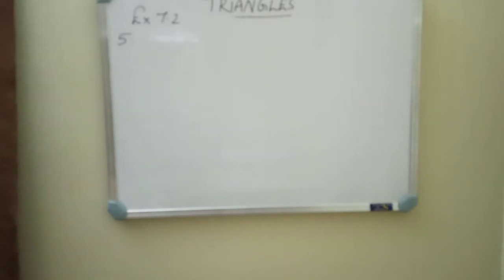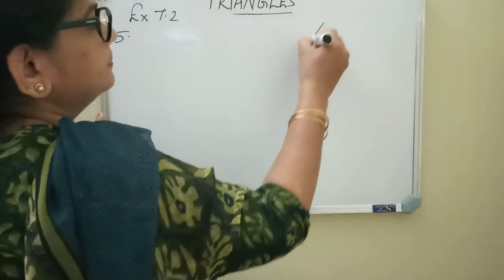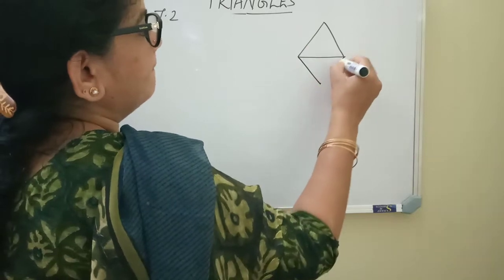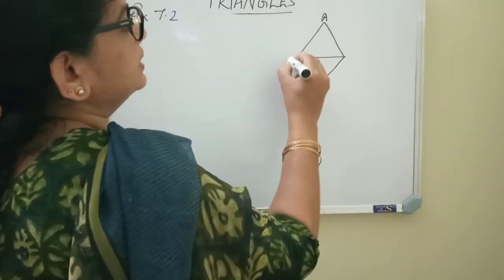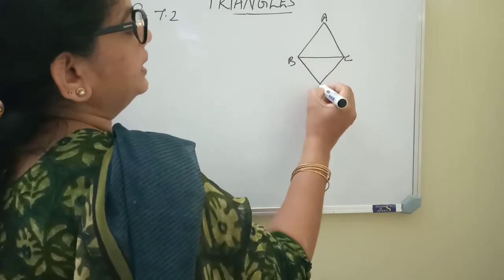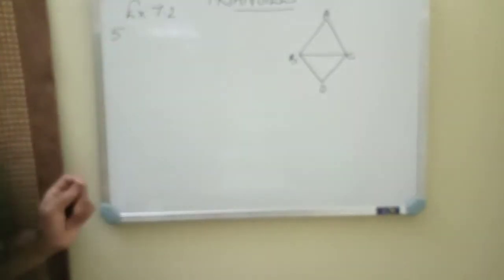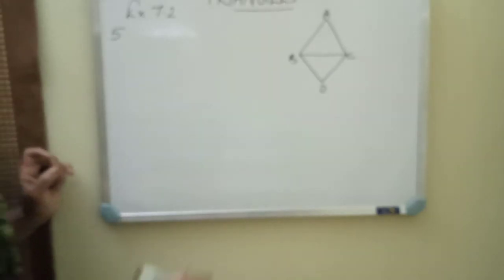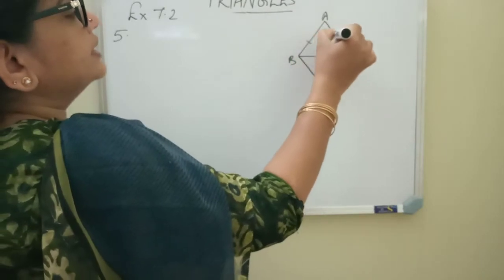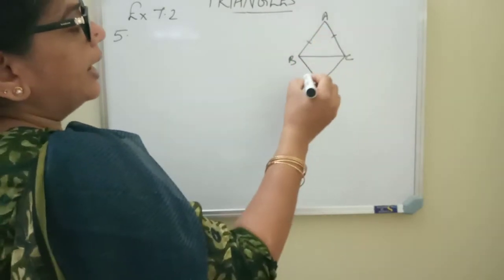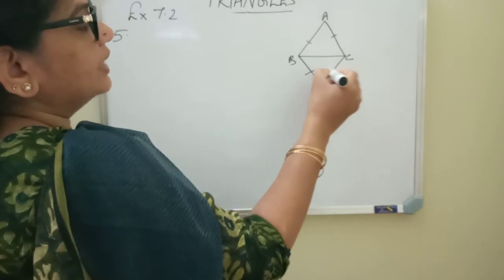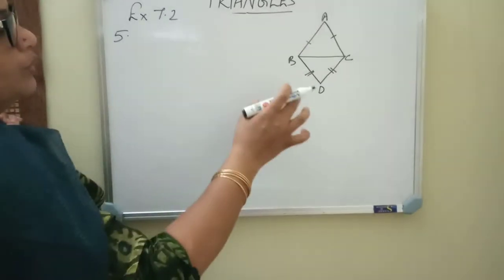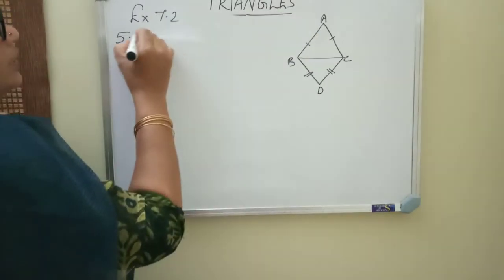ABC and BDC are two isosceles triangles on the same base BC. So AB and AC, these two sides are equal, and BD and CD are equal, isn't it? For proving this, what do they ask you to prove? Given that, first you write given.